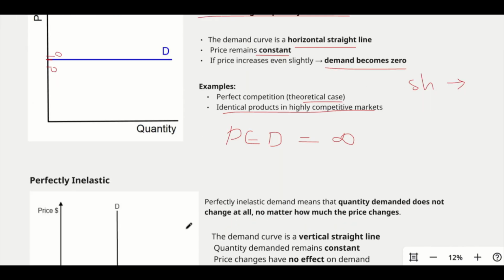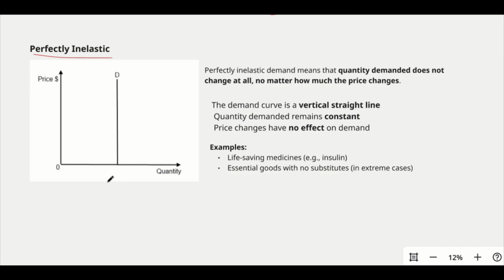Now we have one more, that is perfectly inelastic. Perfectly inelastic demand means that the quantity demanded does not change at all, no matter how much the price changes. So it's a vertical line, right? The demand curve is a vertical straight line. The quantity demanded will remain constant no matter what the price is. Even if it's 5 rupees, 10 rupees, 100 rupees, 1,000 rupees, 10K, whatever the price, the demand will be the same. Price changes have no effect on demand.